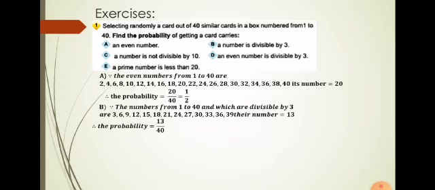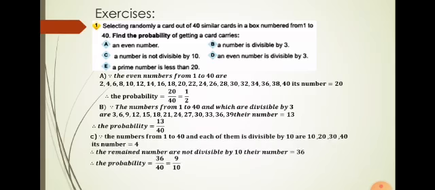Letter C, a number not divisible by 10. How many numbers are divisible by 10 in these cards? It will be 4 numbers. Then the remaining numbers are not divisible by 10. Their number equals 36. So the probability equals 36 over 40, which by simplifying equals 9 over 10.